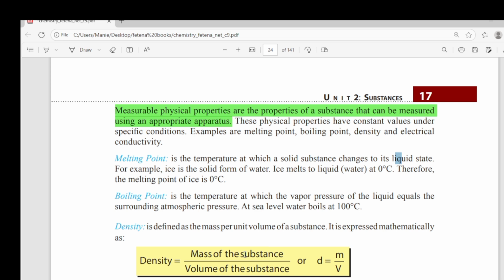mass of the substance over volume of the substance, or D is equal to M over V.